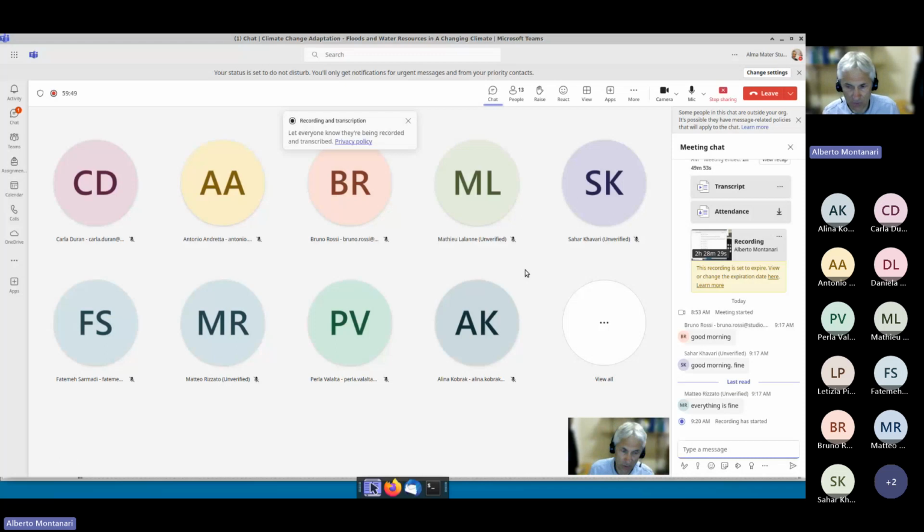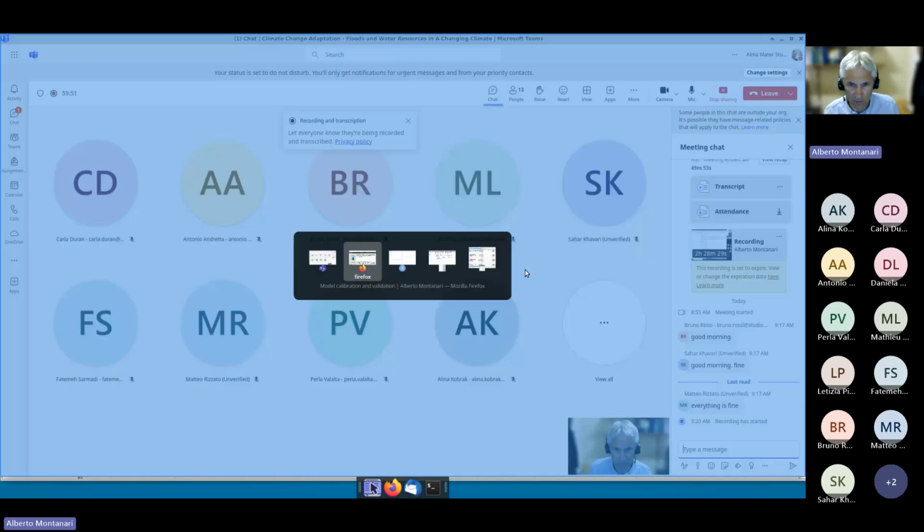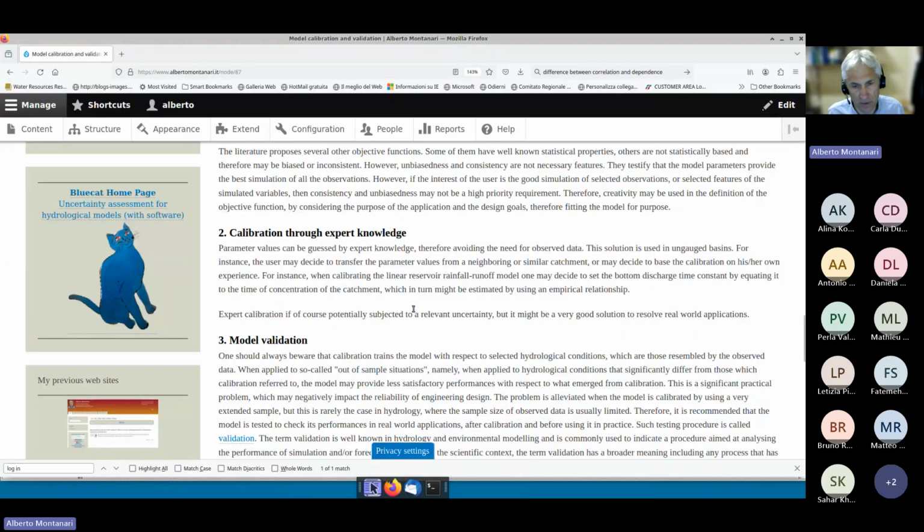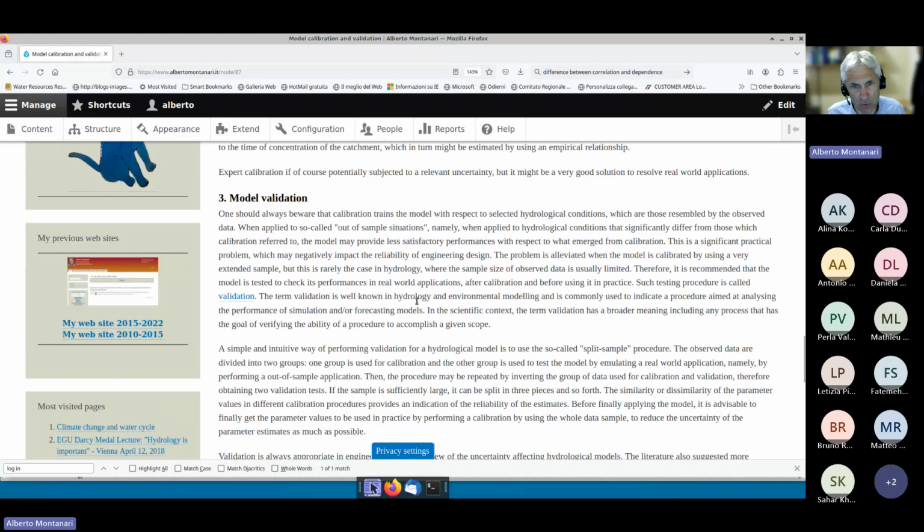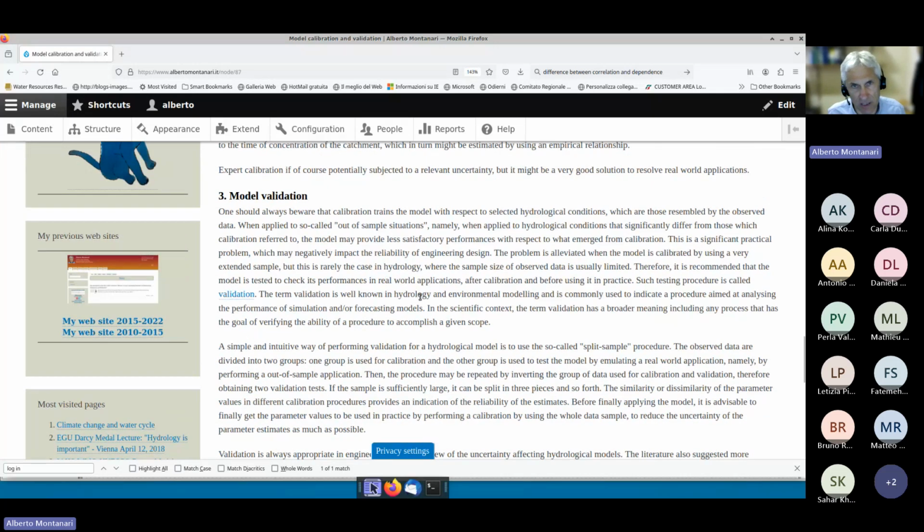So, what is model validation? First, let me make a premise. Usually when I ask this question at the exam, what's the difference between calibration and validation? I don't know why, but I think it is very easy to explain what is the difference, but the students usually fail in this question. And it's a question that you can find also in the quiz.